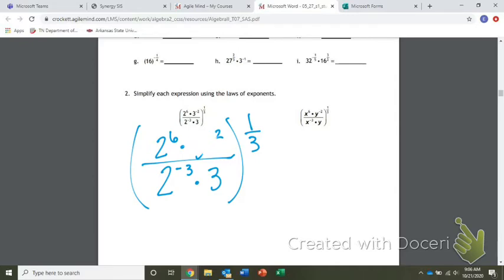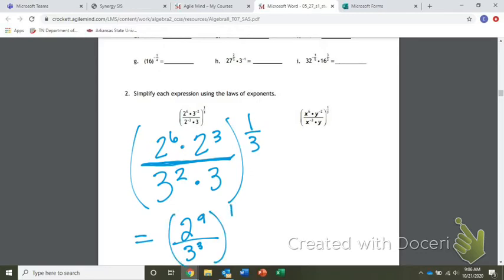Okay? So I'm going to erase this one. And I'm going to erase this one, because those were negative. Now, I'm going to swap their spots. So I'm going to have a 2 to the 3rd here and a 3 to the 2nd power here. Now I can combine. So since my bases are the same up top, I have 2 to the 9th, right? 6 plus 3 is 9. On the bottom, I have 3 to the 3rd, right? Okay. Now, all of that is still raised to the 1/3 power.